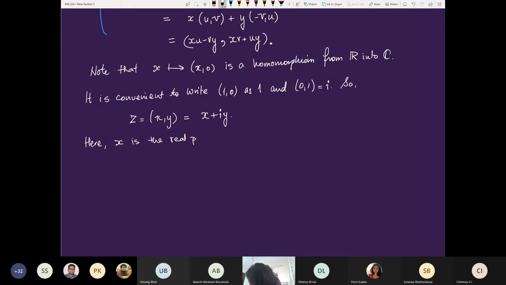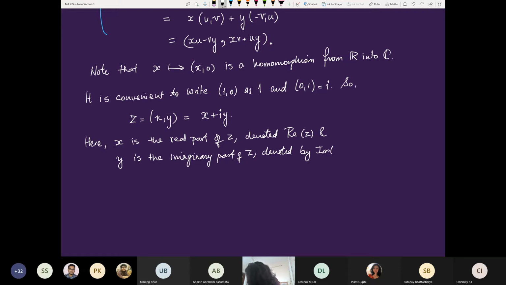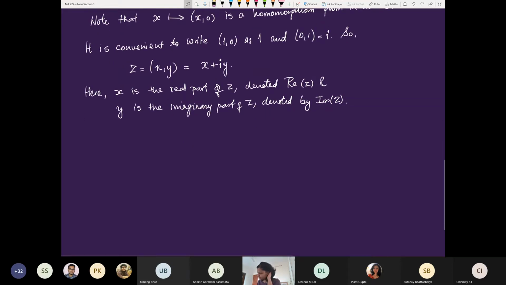It's called the real part of Z, denoted by Re Z. And similarly, Y is the imaginary part of Z, denoted by Im Z. Okay. And the convenience of this notation is that things get a little bit quicker.